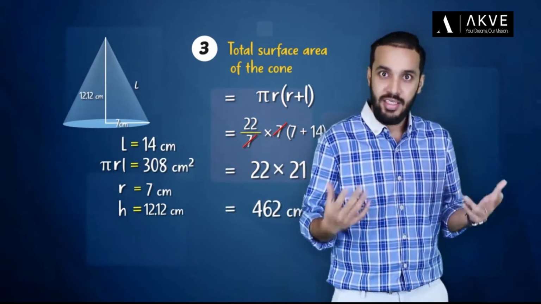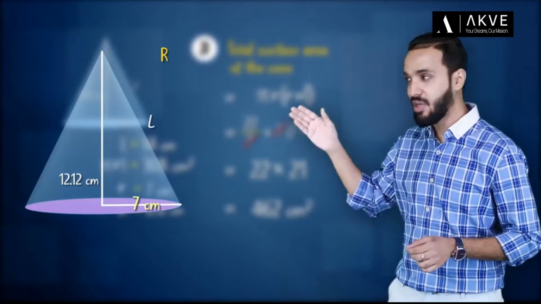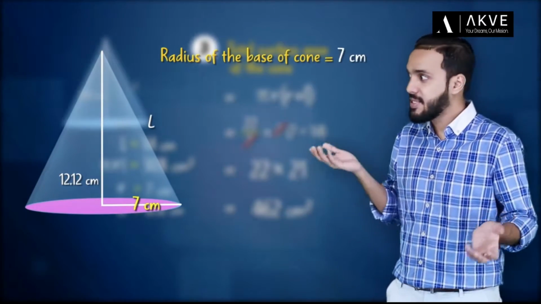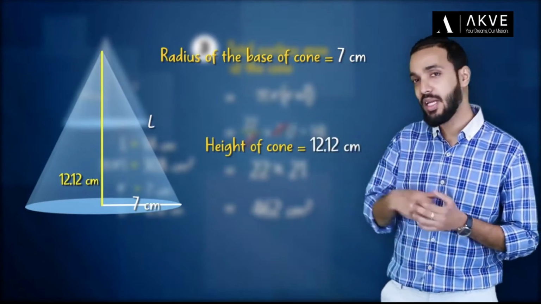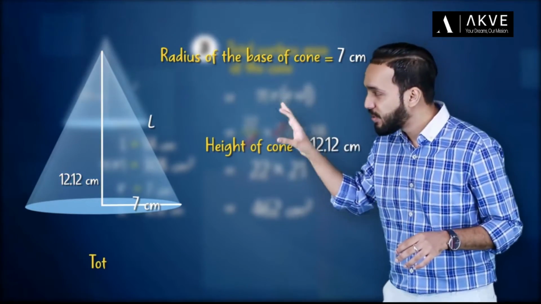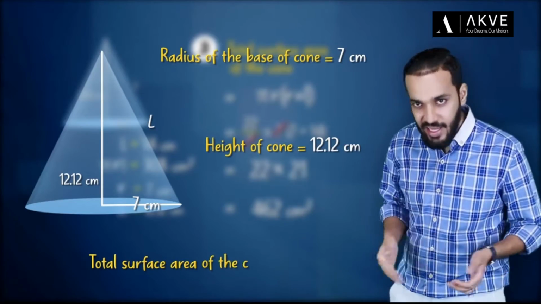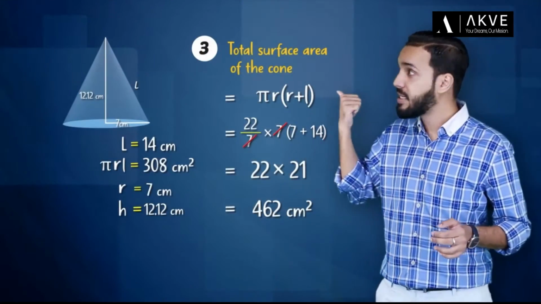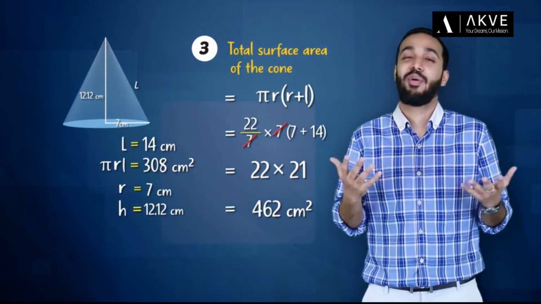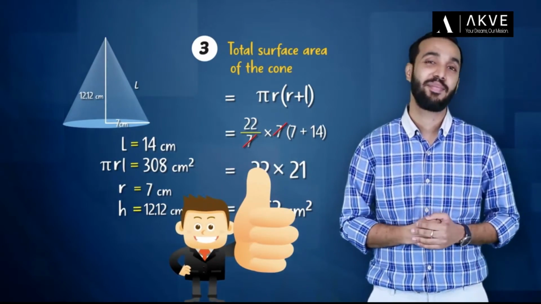So, summarizing, the radius of the base of this cone is 7 centimeters, the height is 12.12 centimeters, and the total surface area is 462 square centimeters. All the three requirements are met, so our question is solved successfully.